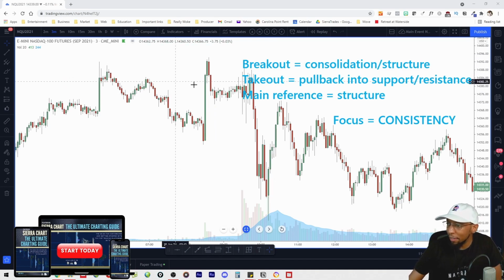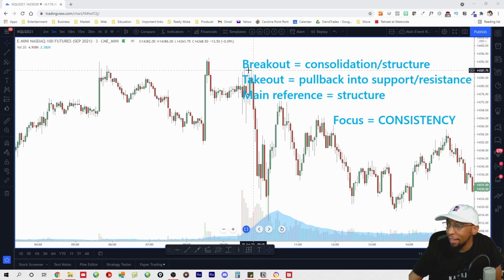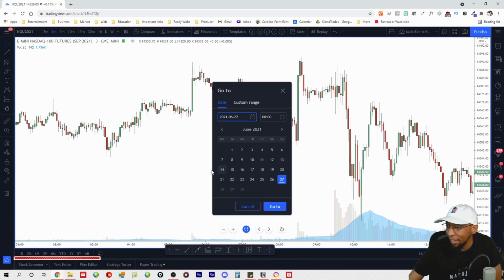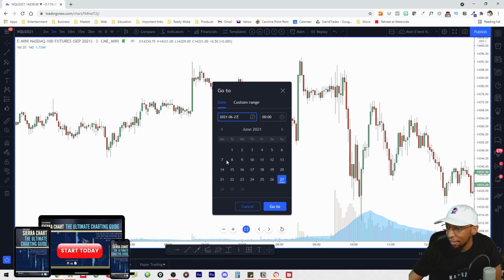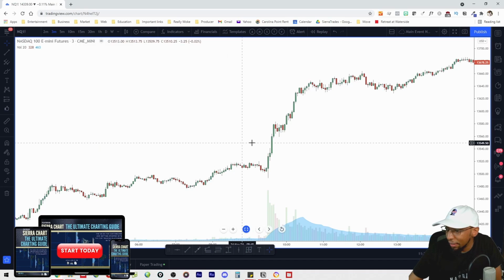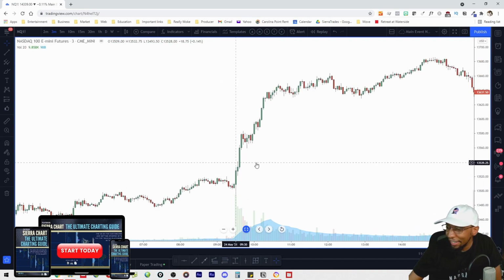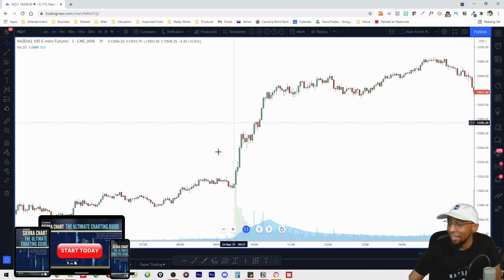So, all right. Now that we understand the basics and the foundation of the breakout and the takeout, let's look at a couple examples so we can understand what we're talking about. I'm just going to pick a random date here. Let's go with June 8th. Let's go a little further back. I don't even know what date this is. So now you know for sure that I didn't plan this out. I have no idea how this is going to work.